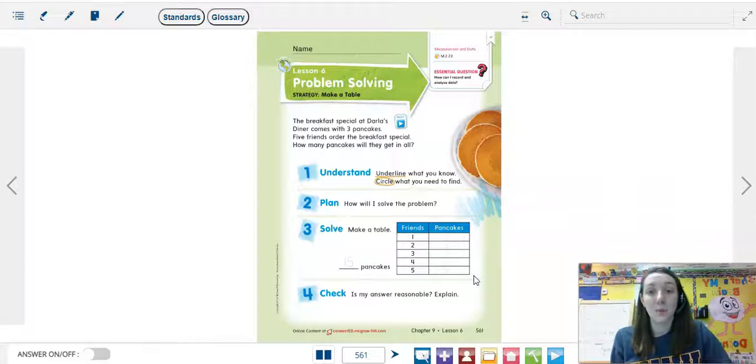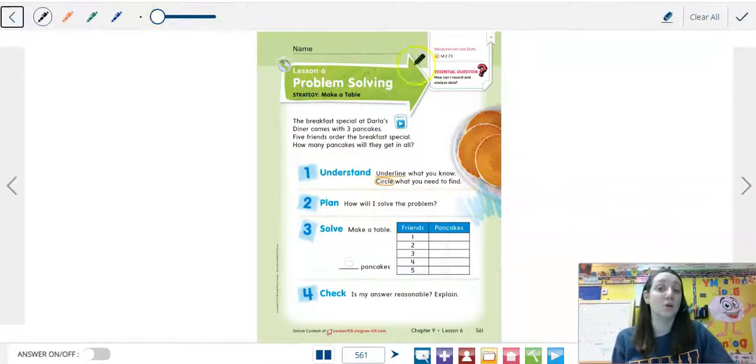The breakfast special at Darla's Diner comes with 3 pancakes. 5 friends order the breakfast special. How many pancakes did they get in all? So we're going to figure out how many pancakes 5 people got. Remember, with any of our problem solving strategies, the first step is always the same: underline what you know and circle what you're trying to find.